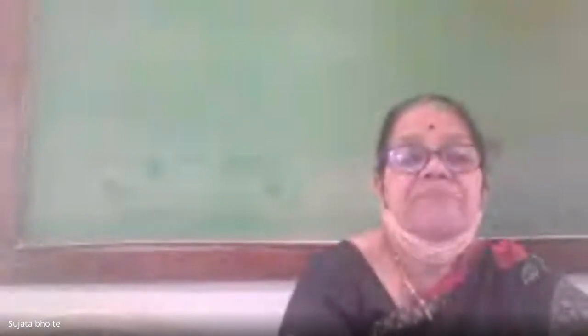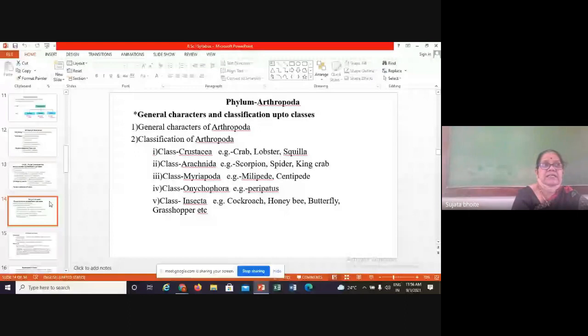In Insecta, general characters of the Insecta, the body is divided into 3 parts: head, thorax, and abdomen. The thorax bears 2 pairs of wings and 3 pairs of walking legs. Examples: cockroach, honeybee, butterfly, grasshopper, etc.